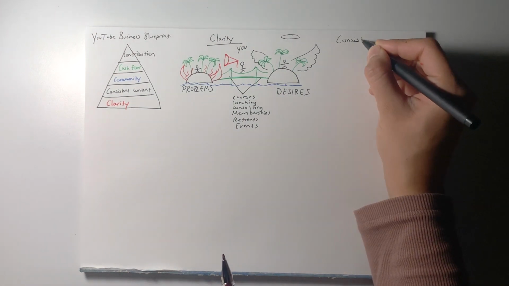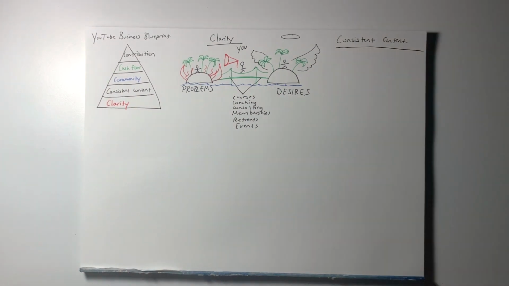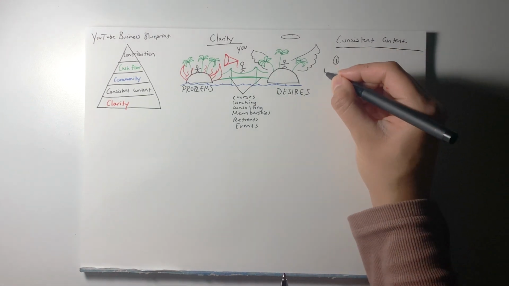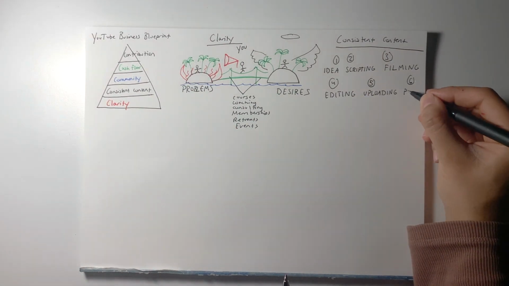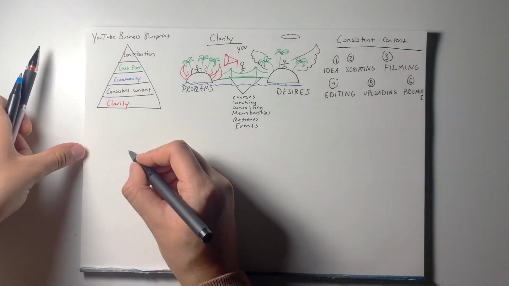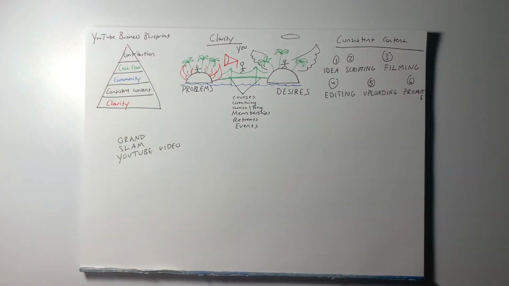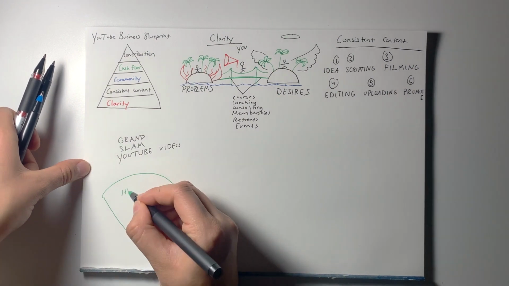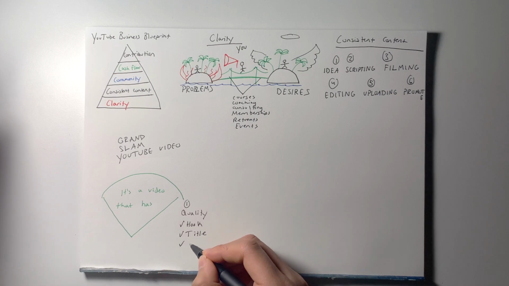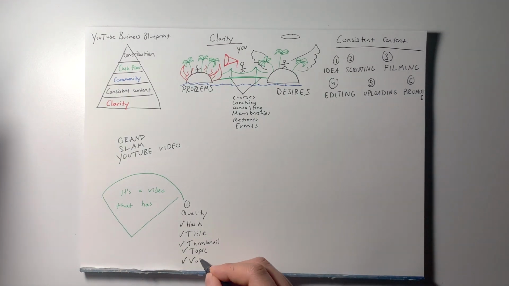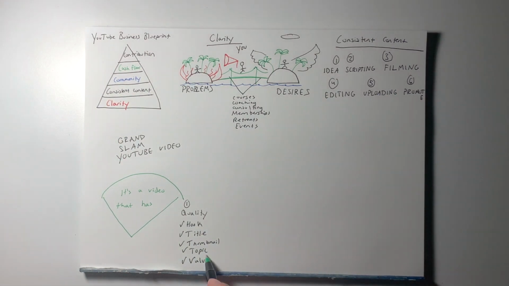So to achieve this, you want to commit to consistent content creation. Now, there's 6 steps when creating content, and that includes coming up with a video idea, scripting, filming, editing, uploading, and promoting it. And the goal is to hit what I call a grand slam video. This is a concept and a phrase that I invented, and it is a video that has quality. This includes a hook, title, thumbnail, and topic that actually interests them, and you want to deliver value, which is the most important.